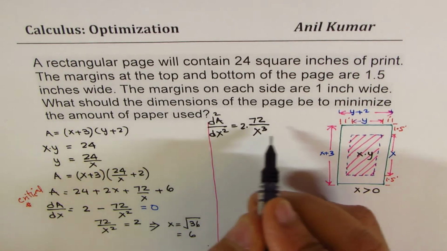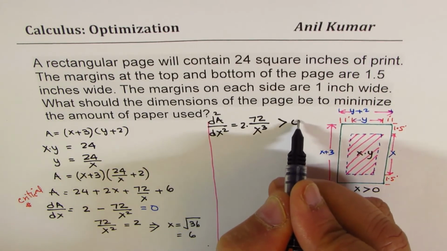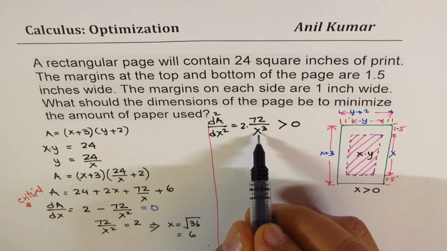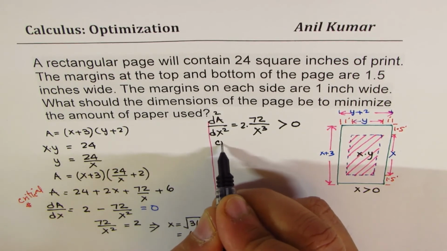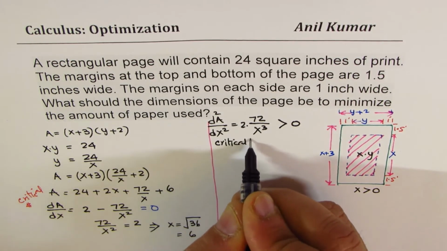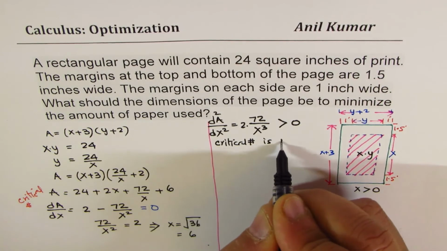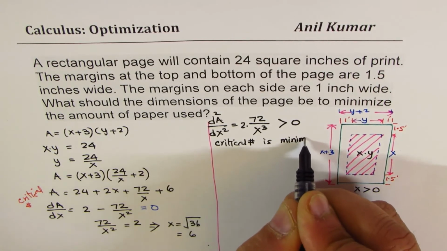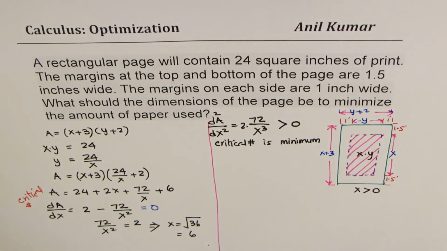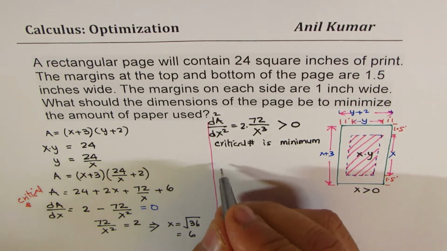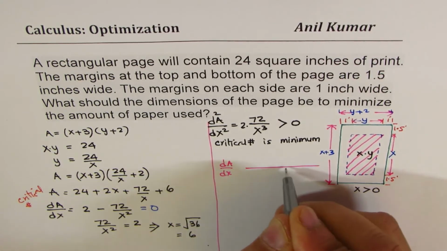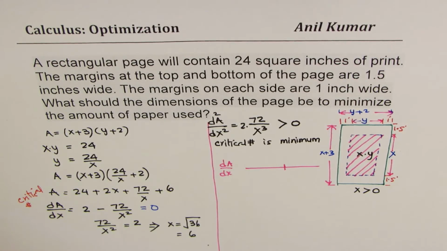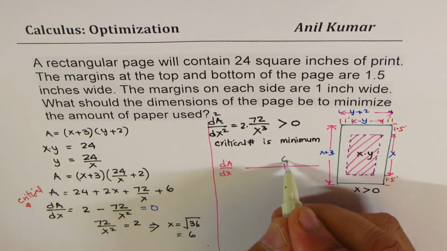So what you notice here is that the second derivative is greater than 0 for any value of x greater than 0. Correct? So that really means that the critical number is minimum. So we are talking about minimum area that works. How to analyze the first derivative? We could do that also. So we have dA dx. Let me show it here. So dA dx, the critical number is 6.